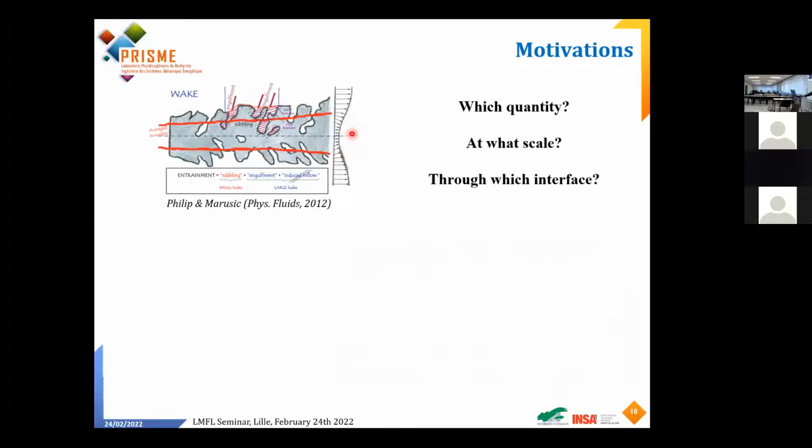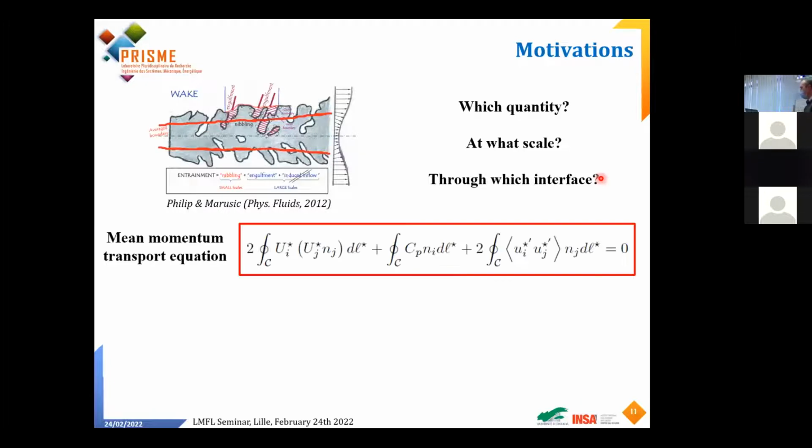If we look at turbulent entrainment, we need to think about which quantity we want to entrain and investigate, and at what scale, because here you see that the problem is a multiscale problem, which makes it very complex. And through which interface? Because you can define any kind of interface based on a certain quantity. So let's speak about the first two questions: the quantity and the scale at which we will look at it.